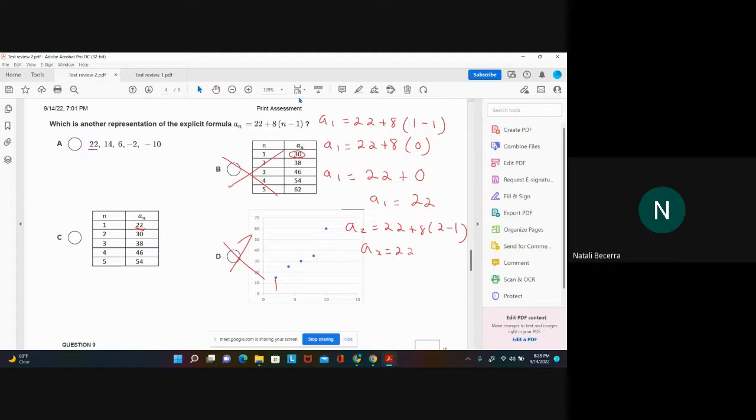A2 equals 22 plus 8. 2 minus 1 is 1. And honestly, guys, after you do this, you could just put this in the calculator. I'm just doing all these extra steps to show you the work, but just put it in the calculator. A2 equals 22 plus 8 times 1 is 8. A2 equals 22 plus 8 is 30. So I should have 30. This is wrong. I don't have 30. This one I do. So this is my answer.